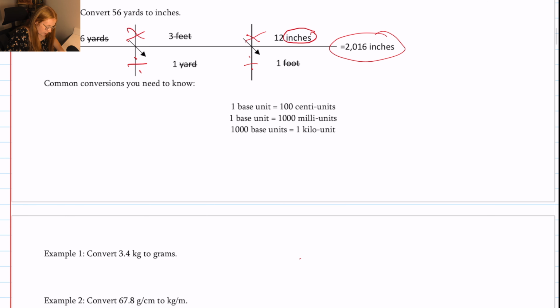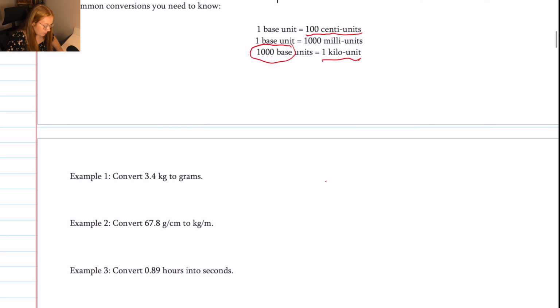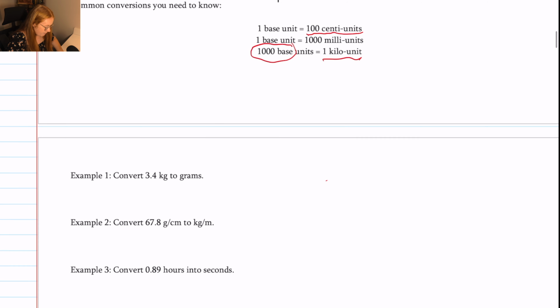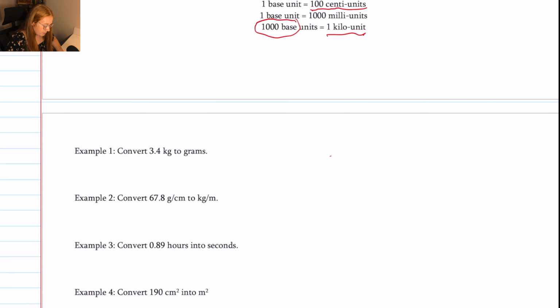Some common conversions you need to know. Anytime you have centi, it's 100 centi for every 1 base. So like 100 centimeters is 1 meter. And then 1,000 milli is 1 base, so 1,000 milliliters is 1 liter. And then for kilo, 1 kilo is 1,000 base units. So 1 kilogram is 1,000 grams. And those are the 3 most common ones that you need to have memorized to do conversions off the top of your head and on the AP exam. They will not give you those 3, but you may need to have them, especially the kilograms to grams.